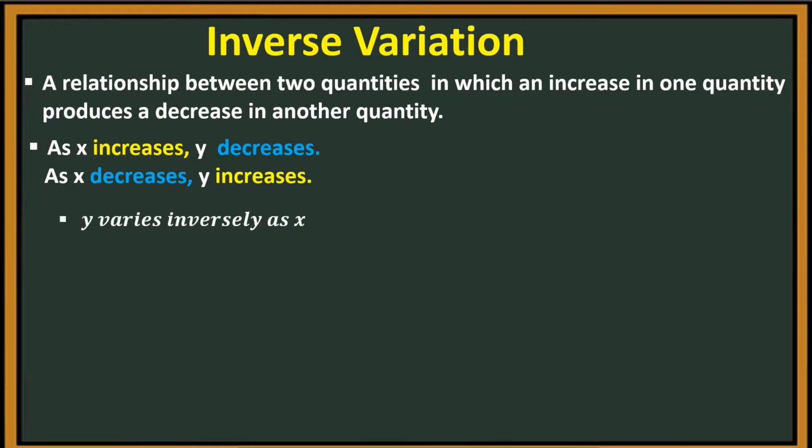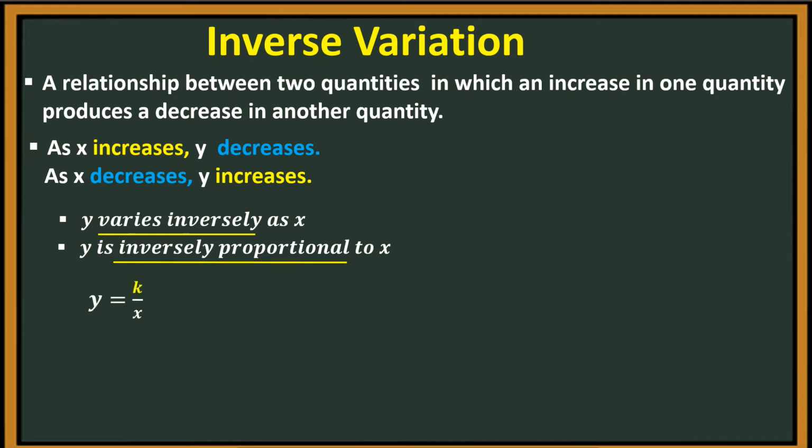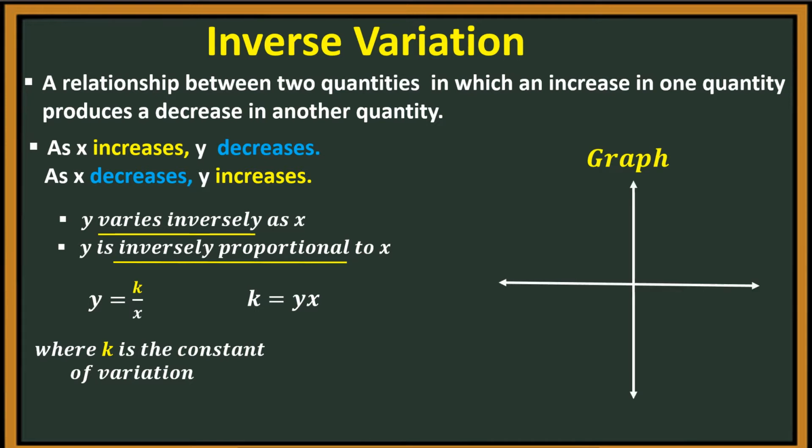Let's have here y varies inversely as x. Keywords: varies inversely. Another, y is inversely proportional to x. Keywords: inversely proportional. So if you're going to translate that in equation, that is y is equal to k over x, where k is the constant of variation, and k is equal to yx, or k is equal to y times x. And this is the graph of inverse variation.